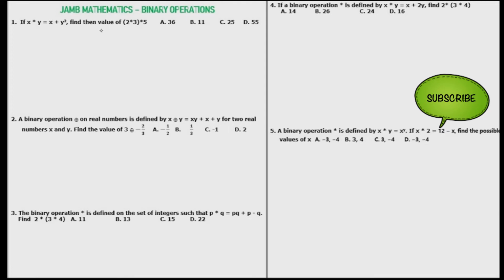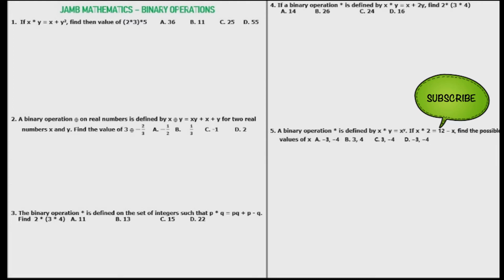Then we are asked to calculate this value of 2 asterisk 3 in brackets asterisk 5. Now, using this definition, we're talking about binary operation. Binary operation has to do with combining elements together in order to get another element. When you combine two elements together using a particular rule to obtain another element entirely, that's what we call binary operation.